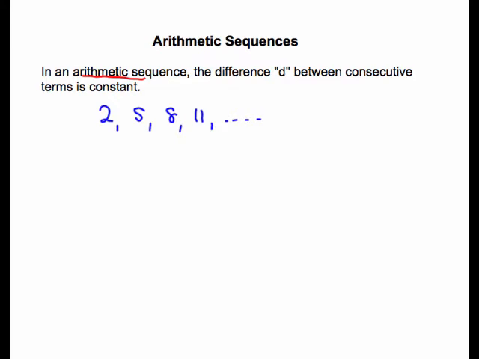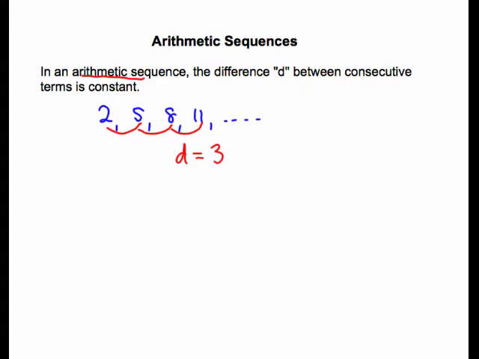If I take term 2 minus term 1, or term 3 minus term 2, or term 4 minus term 3, I get 3. And since the difference is constant, I have an arithmetic sequence.